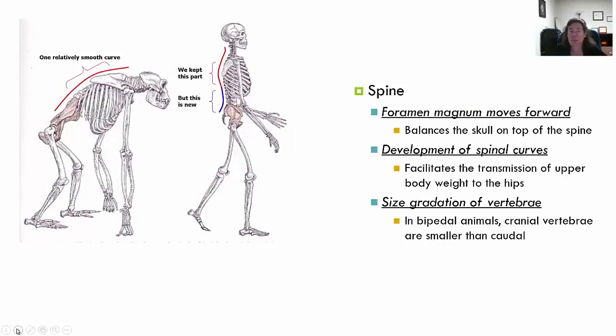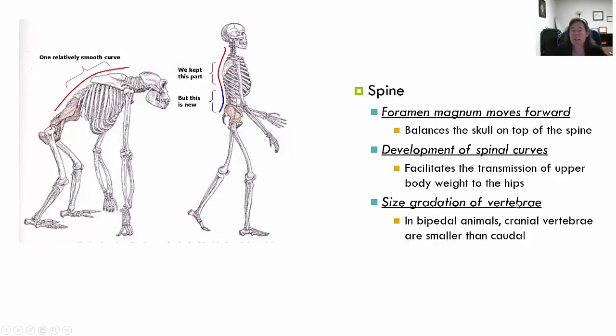Anatomical changes to the spine are that, first of all, the foramen magnum moves forward. So instead of being at the back of the skull, it's under the center of the skull. This enables you to balance your skull on top of the spine. We also see the development of spinal curves. This facilitates the transmission of upper body weight to the hips. Because if you didn't have this curve right here, your lumbar curve, all this would be out here and all the weight would be carried on your sacrum instead of over your pelvis, over your hips.